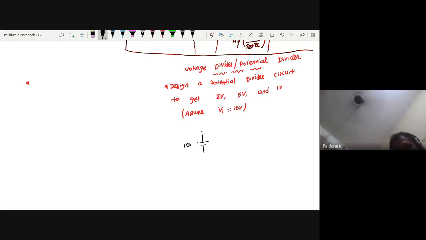So when will voltage be divided, in series or parallel connection? Series, sir. Okay. So take this as my 10 volt applied voltage. You want to get 8 volt, 5 volt, and 1 volt. So you want to connect 3 resistors in series.